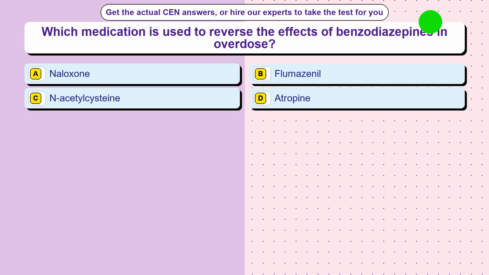Question 85. Which medication is used to reverse the effects of benzodiazepines in overdose? Option A, naloxone. Option B, flumazenil. Option C, N-acetylcysteine. Option D, atropine.